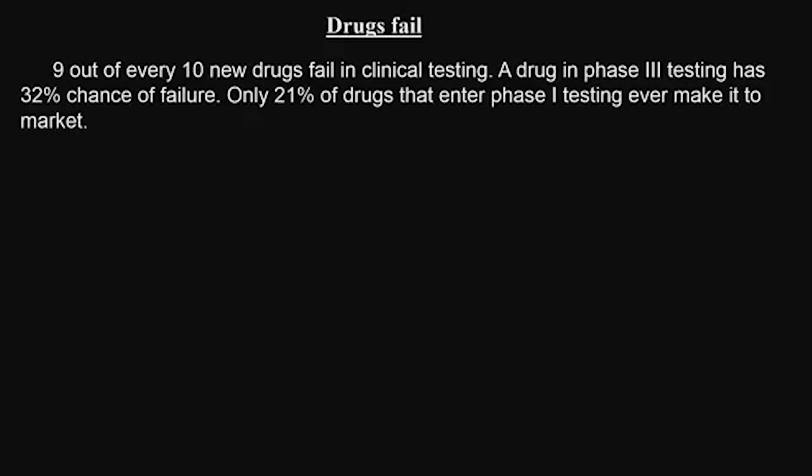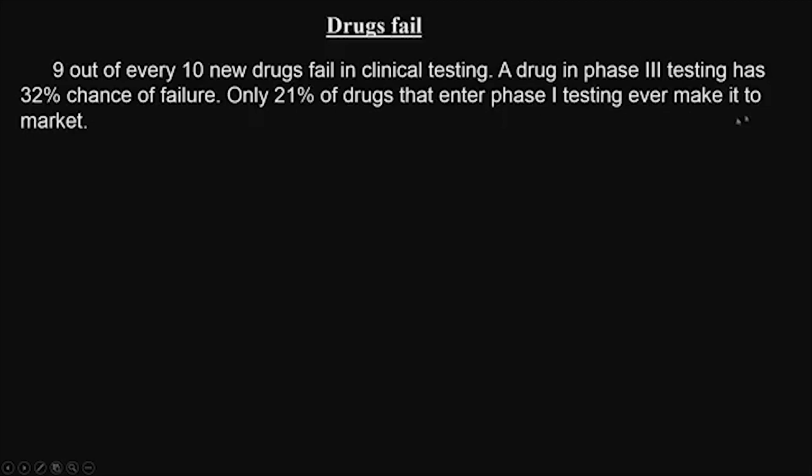A drug in phase 3 testing has a 32% chance of failure. That means it has crossed phase 1, it has crossed phase 2, but still it can fail. Because it has crossed phase 1 and phase 2, the percentage failure rate is much lower when compared to this rate. Here the success is only 10% or 90% failure. Once it has crossed phase 3, the failure percentage is only 30%, because at each phase the pharma company spends millions of dollars. So, if the drug fails and it has to be withdrawn, they have lost a lot of money.